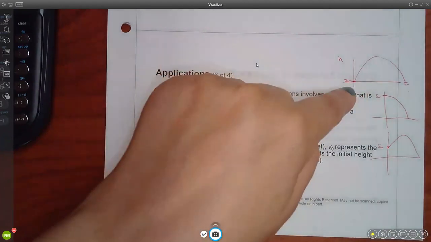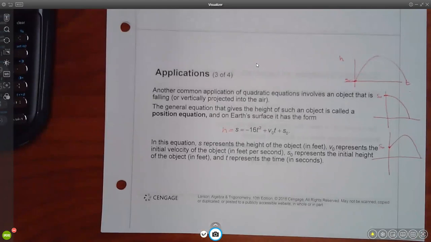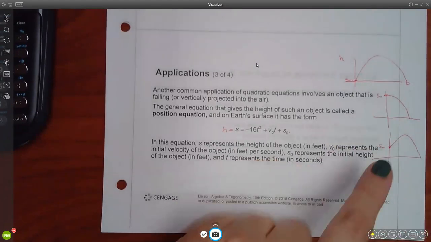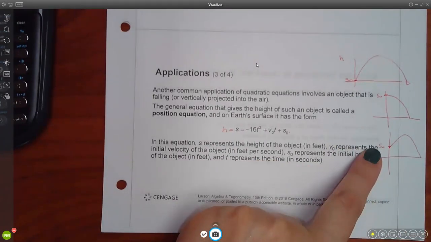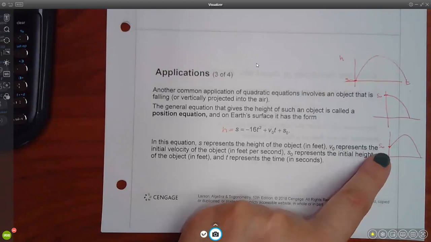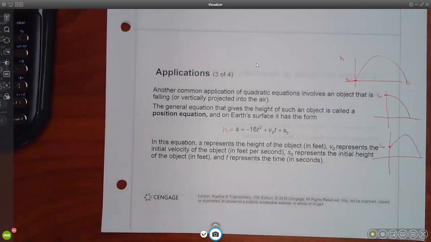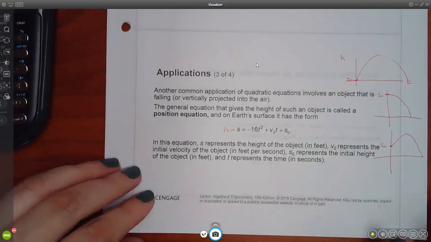Did it start on the ground? Maybe something popped it up? Did it start up at the top of a building? Did it start at the height of a person or another object? Okay, it all depends. So let's see.